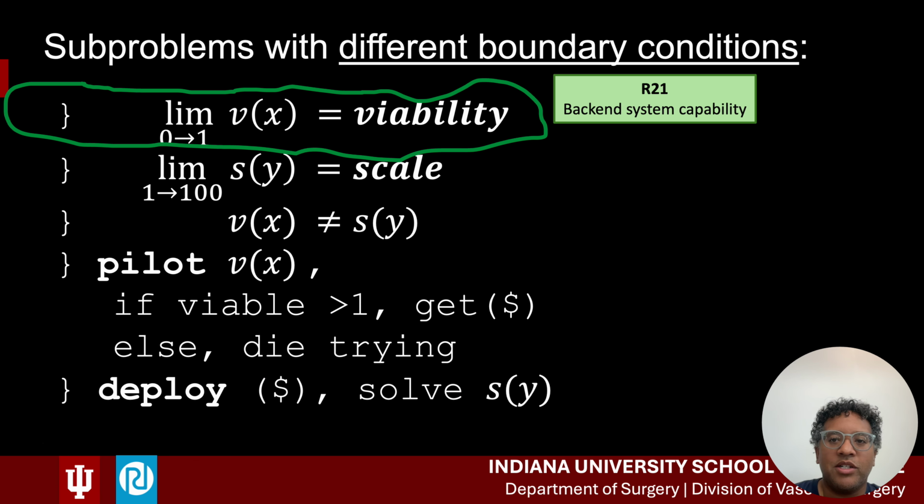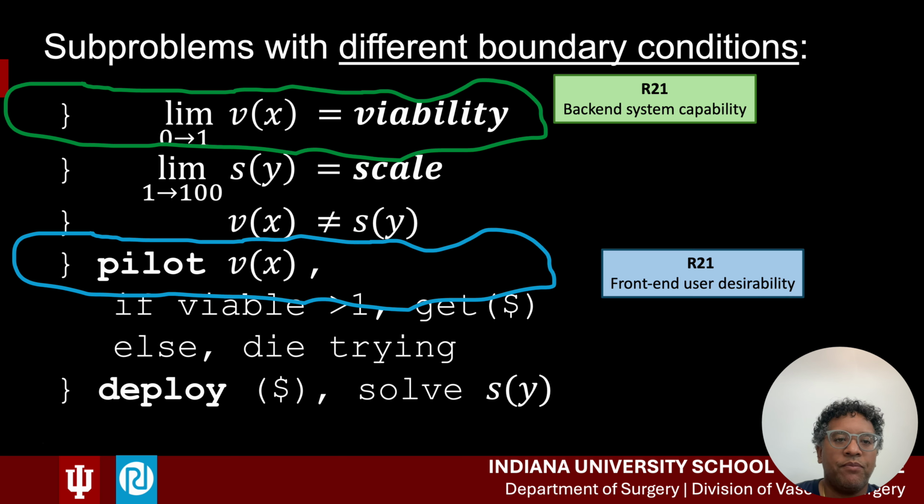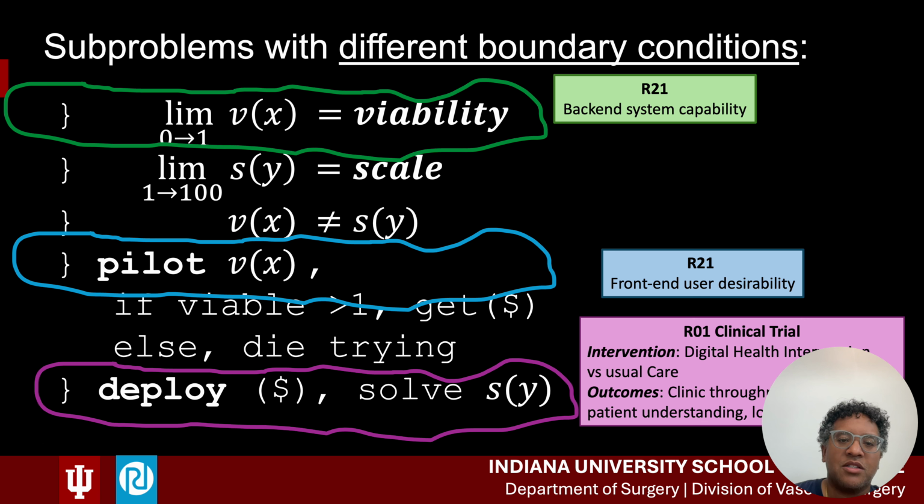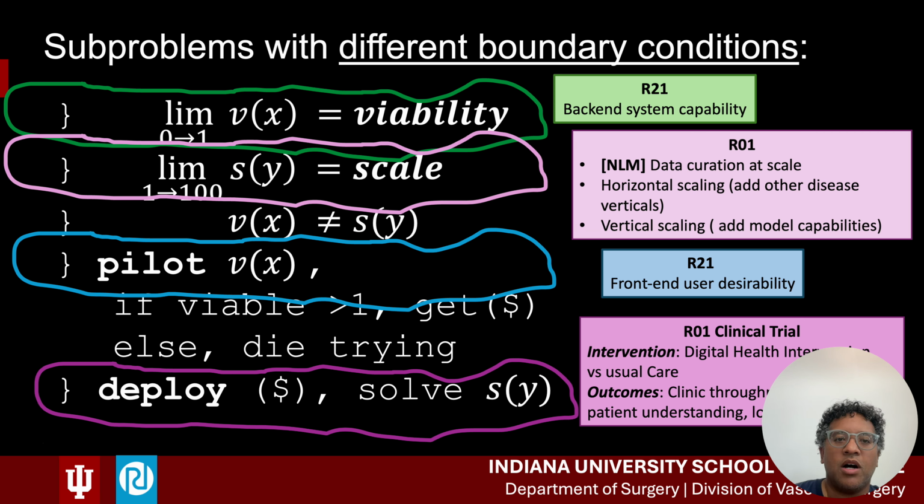So taking it back to our original boundary conditions. The first is determining viability, and that's what the R21s are going to be for. The second one is going to be a pilot to imagine the front-end desirability. Once we have those separate but important issues solved, then we go to scale, which is the R01s, which allow us to do clinical trials and to essentially prove that the technology works in the real world, as well as have other uses for the fine-tuned LLM, which we've already taken the time and effort to generate.